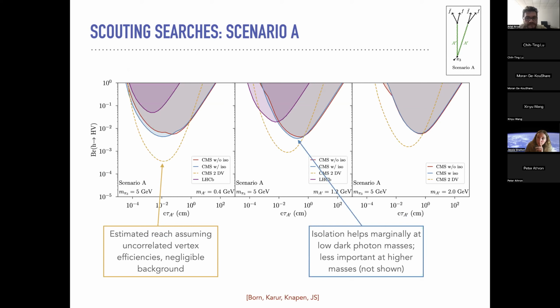Thanks for the nice talk. I have two questions. The first one is, is it possible to distinguish the multiple cascade decays and dark showers for your signatures? And the second one is, if we have lepton colliders like the Higgs factory in the future, how can they help to improve the search for your signatures? Those are both great questions.